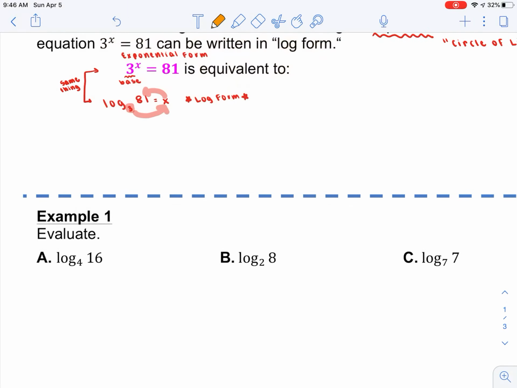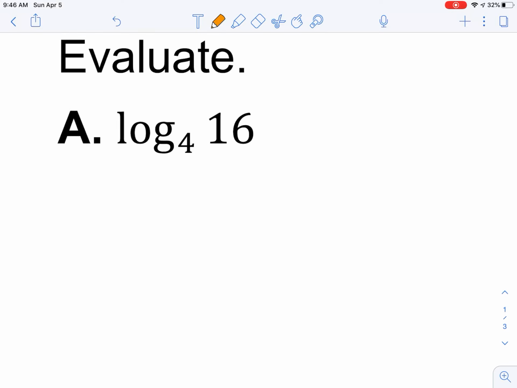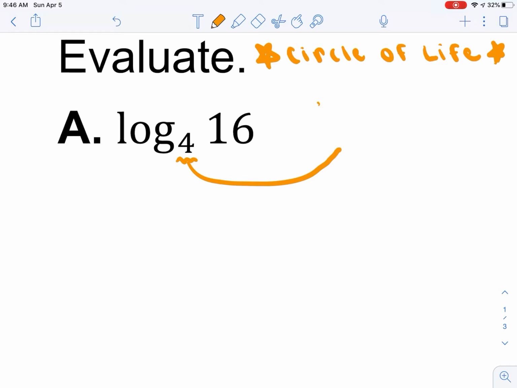So let's look at the first examples. If you guys are asked to evaluate and it's in log form, you want to think circle of life every single time. Now, you're going to start at the base of the log, which in this case is 4, and think 4 to what power equals 16. A lot of time when I do these problems, I'll put equals x. So I'm really thinking 4 to the x power equals 16.